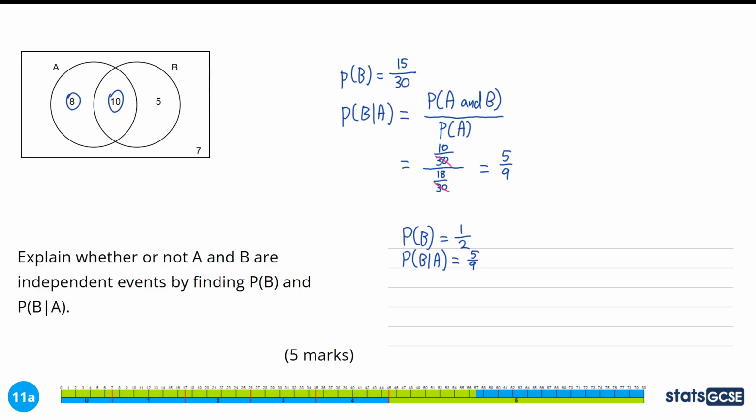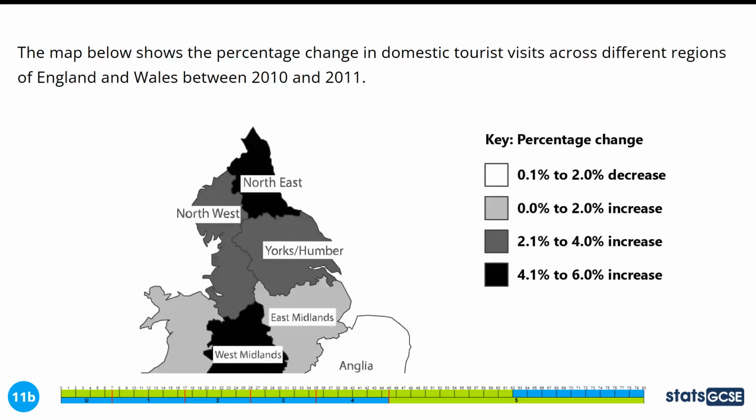The question asks whether A and B are independent events. So we'll need to write a conclusion to this, that A and B are not independent because the probability of B does not equal the probability of B given A, and they would need to be equal if A and B were independent.